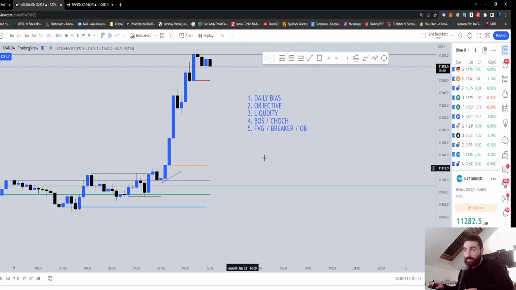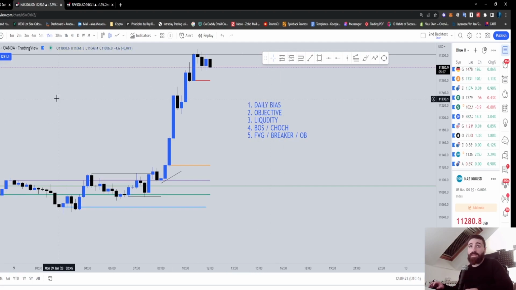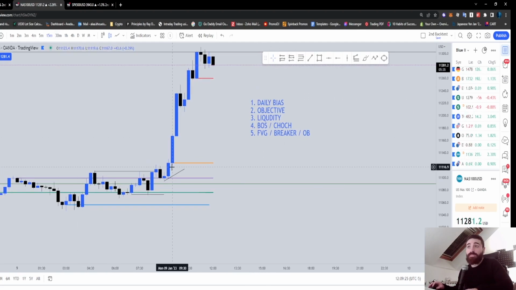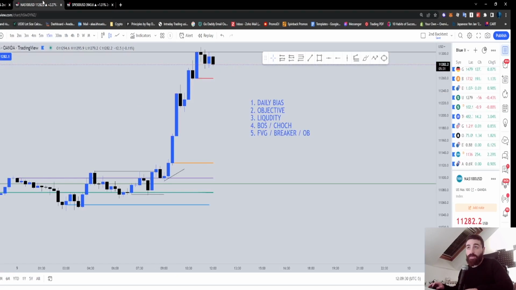This is the game breaker thing. When we see the SMT Divergence, that means it's giving us a big sign that it's going to go for the bias that we already have established at the beginning. So 15 minutes here, as we can see, and now we can go lower on time frame.